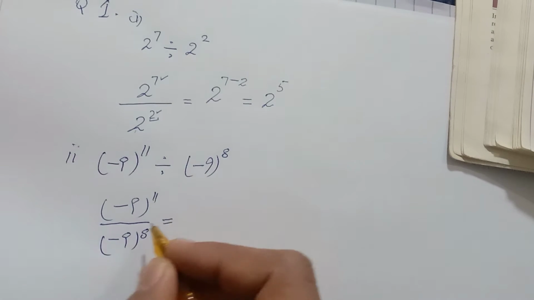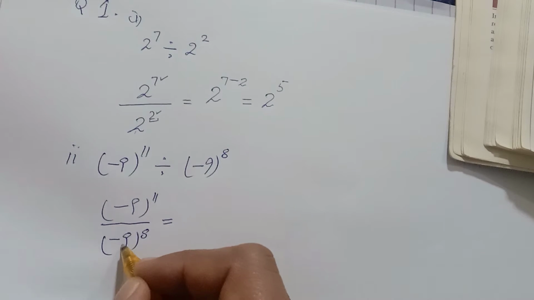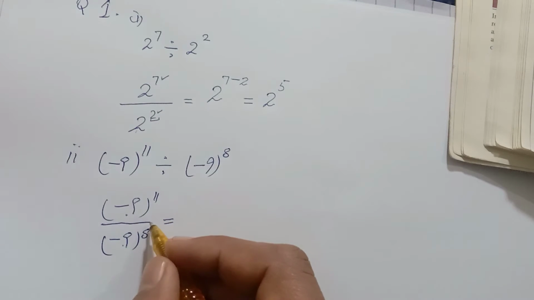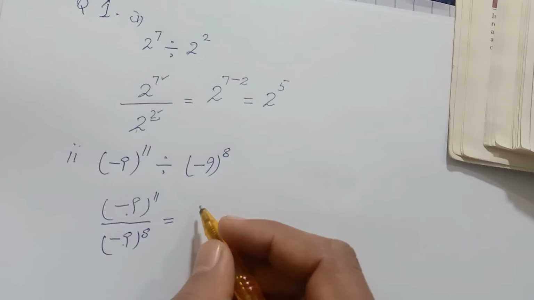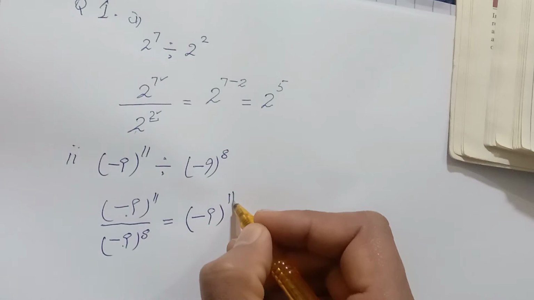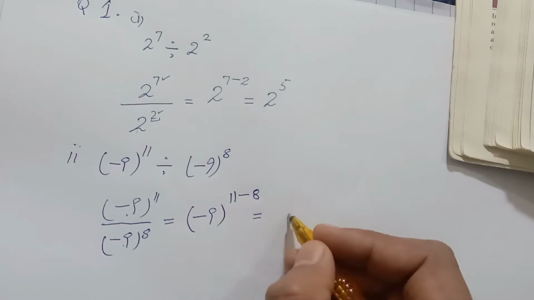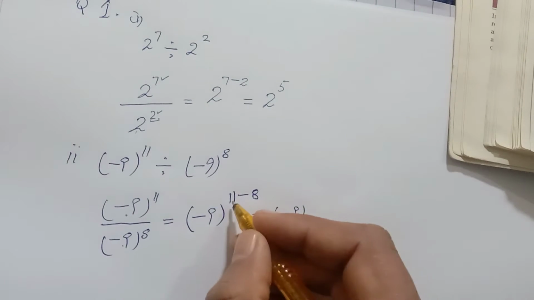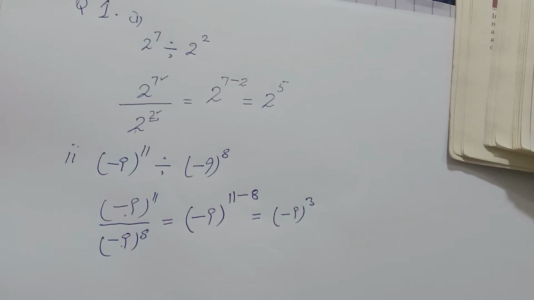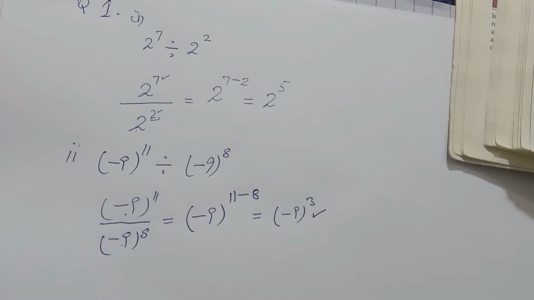Now you have to find the next step. Here the base is minus 9, and the other is also minus 9, and when the bases are the same, the powers are subtracted. The step is this: minus 9 is the base, and the exponent is 11 minus 8. The final answer is minus 9 whole power 11 minus 8, which is 3. So minus 9 whole power 3 is the answer of this part.